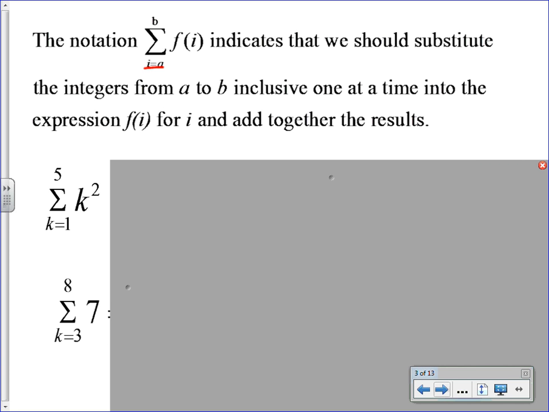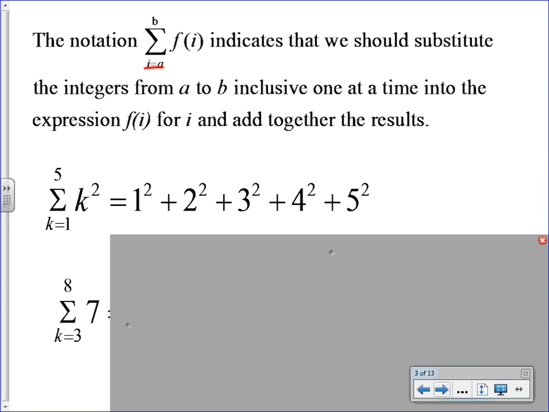What does that mean? Plug in 1 to get 1 squared, plug in 2 to get 2 squared, all the way to 5, and what are we doing with them? So 1 squared plus 2 squared plus 3 squared plus 4 squared plus 5 squared.